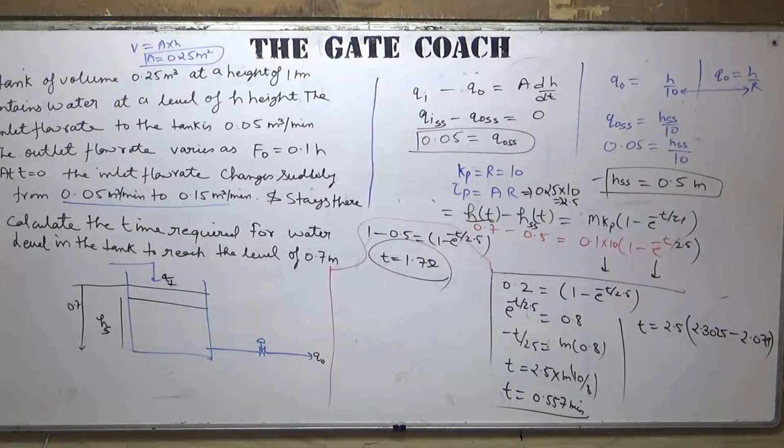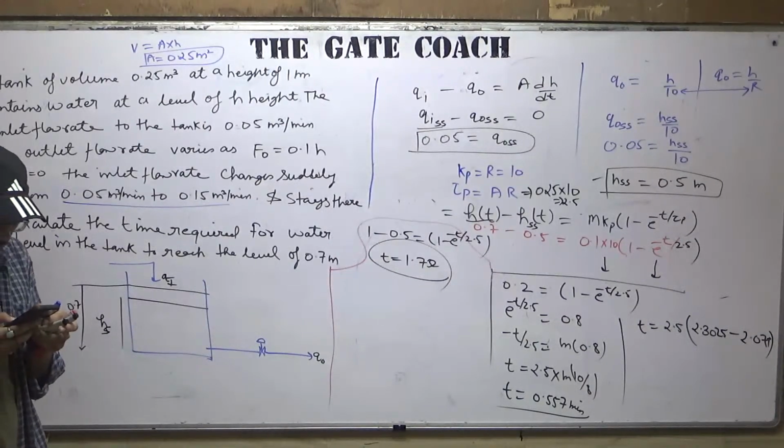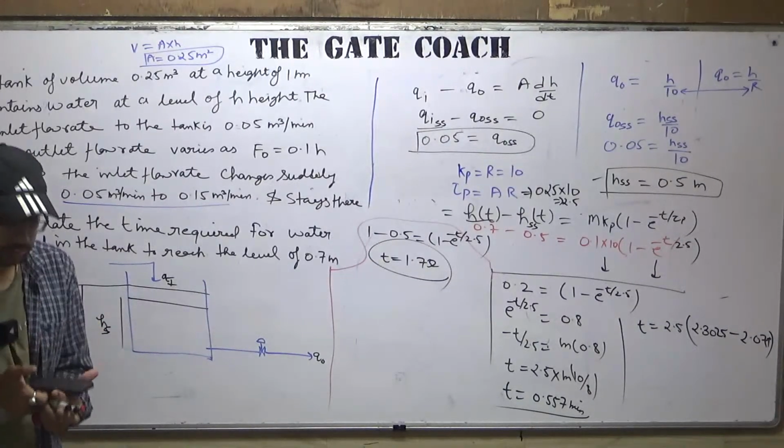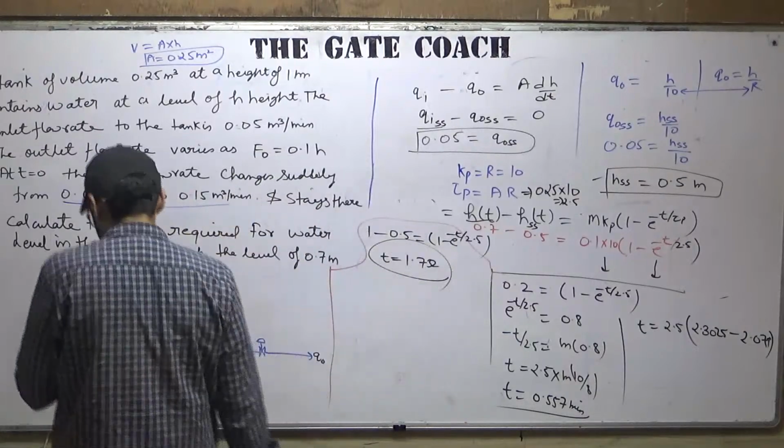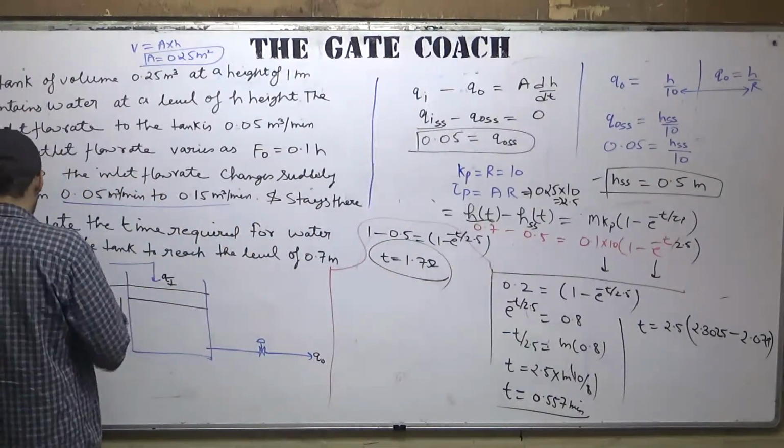Okay, this is a slightly easy question. Write down which of the following transfer functions is having a negative initial slope? This is a GATE question.